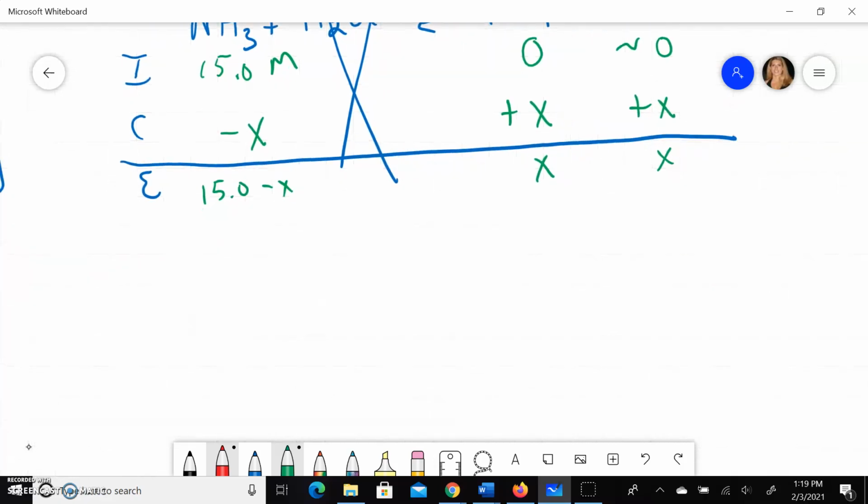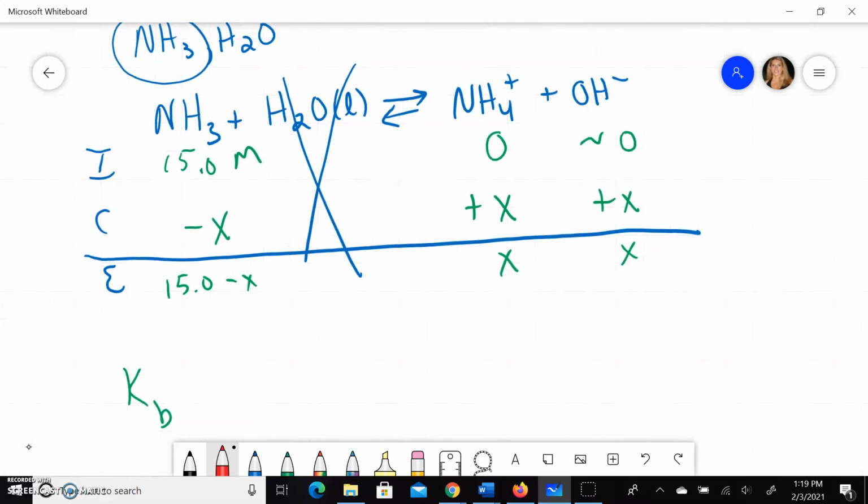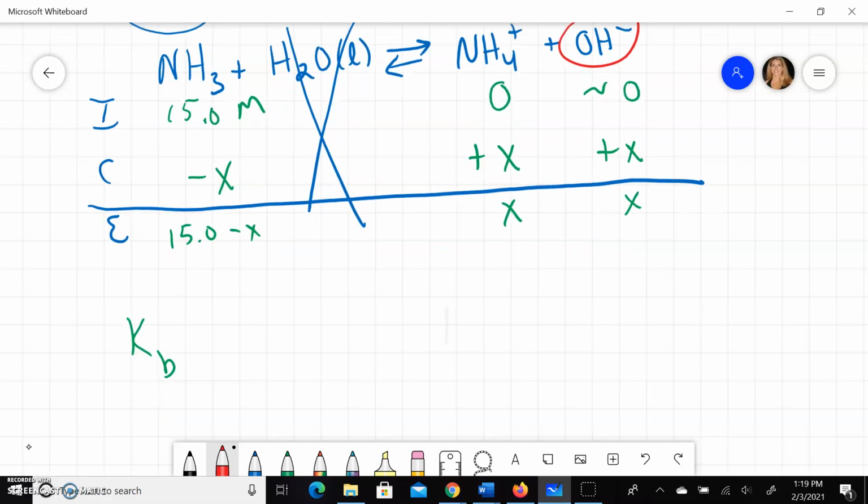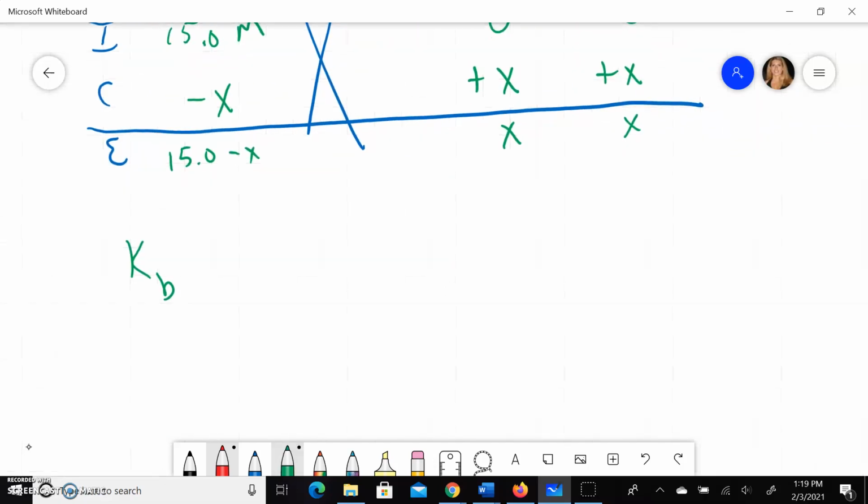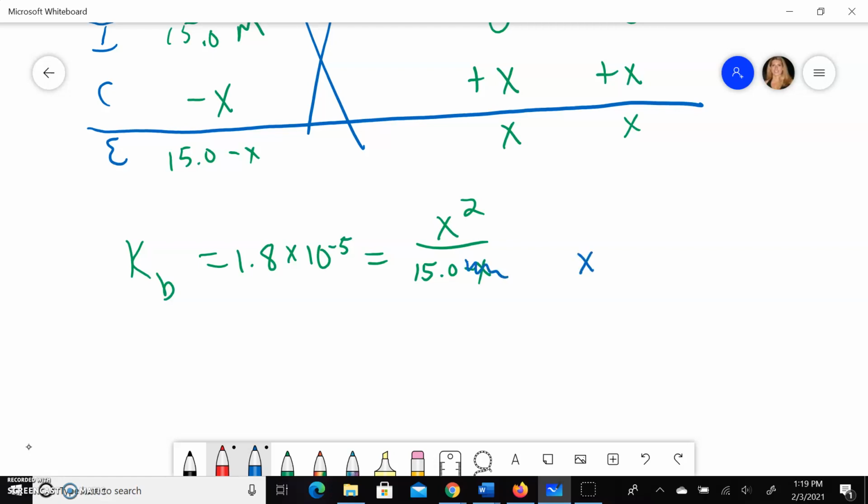All right, and we are ready to set up our K equation. Now this is Kb. Let's make sure we have hydroxide in the reaction, which we do. So it's okay to use Kb here. And products are the x's, so we'll just say x squared over 15 minus x. We're going to go ahead and make that assumption. And now we can solve for x.